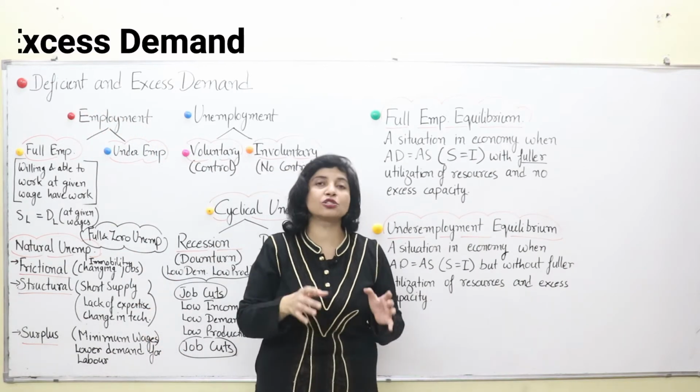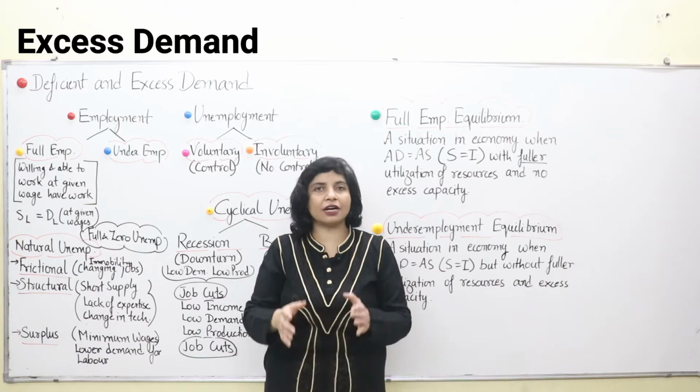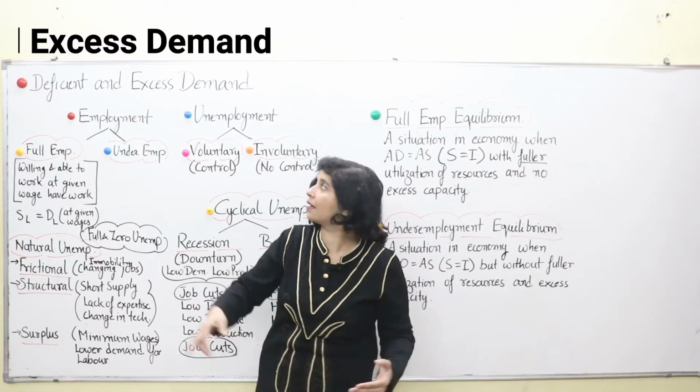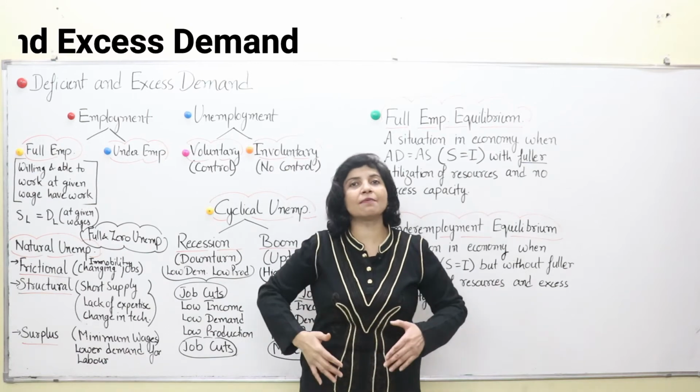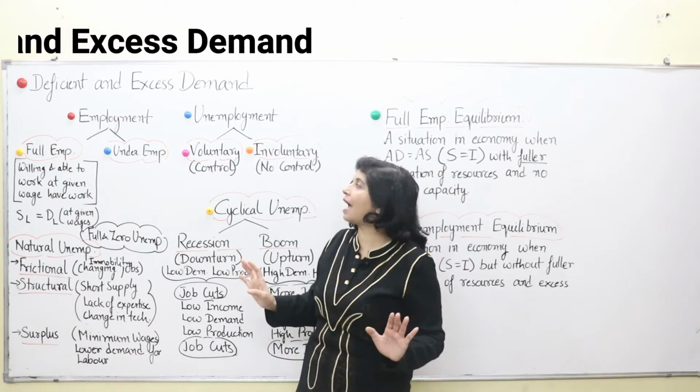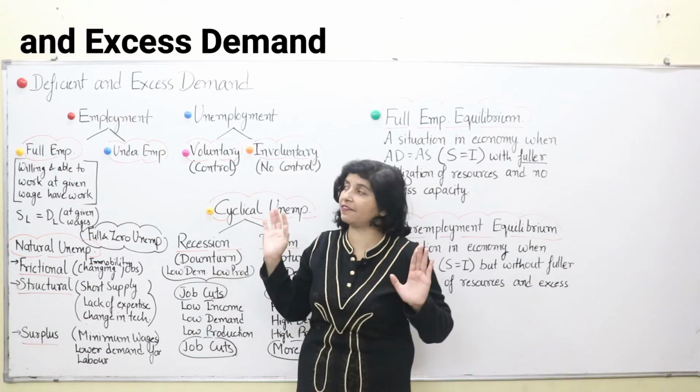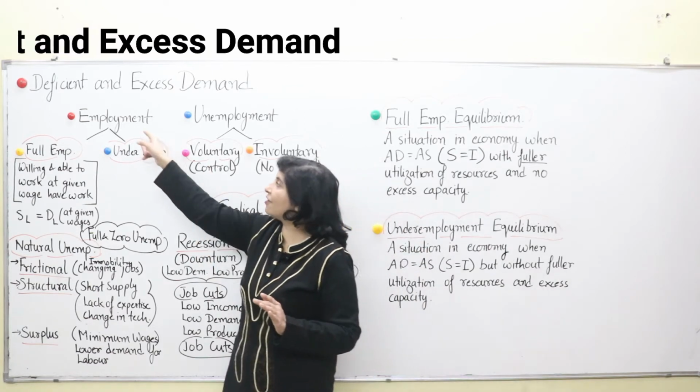First, we need to know deficient. Deficient means lack or shortage of something. If your demand is in shortage, what will happen? And excess means more of something, a surplus of something. And if your demand is in surplus, what will happen in your economy? We will discuss the specific cases later on. Let's start with employment.